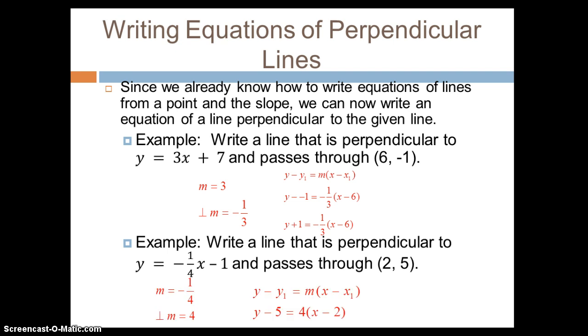Okay, here our slope is negative 1/4, so the perpendicular slope is going to be positive 4. And when I plug that into my equation, y minus 5 equals 4x minus 2. And there's an equation that is perpendicular through the given point.